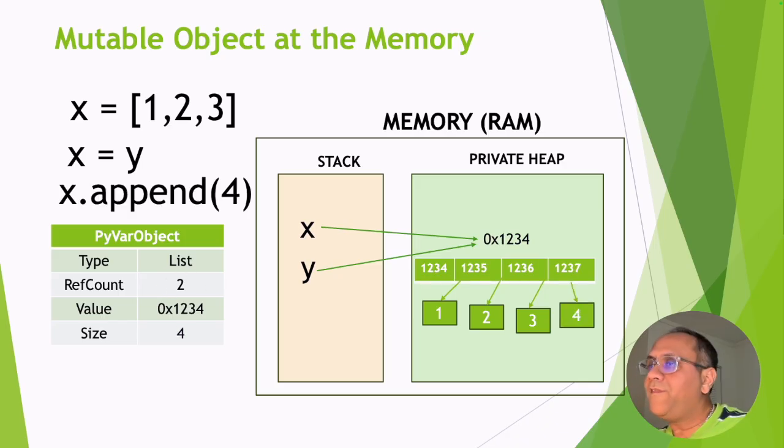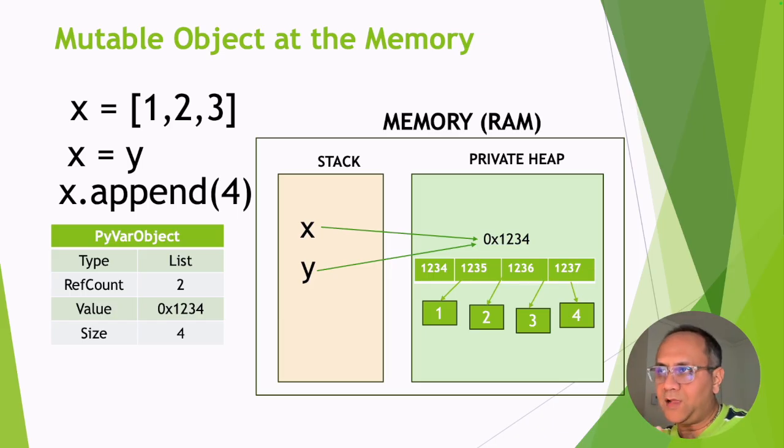Now modify the list object. What I am doing is appending a new value, 4, here. When you use this append function, it appends the value to the list object. So previously its size was 3, now I'm appending a new value, the size becomes 4, and this particular 4 object is created somewhere in the memory, and this 4 object's address is added into the list.